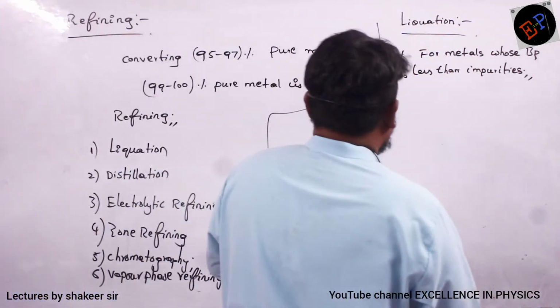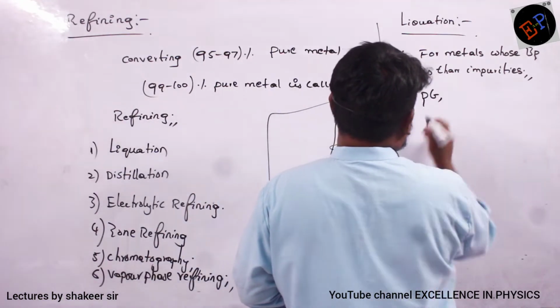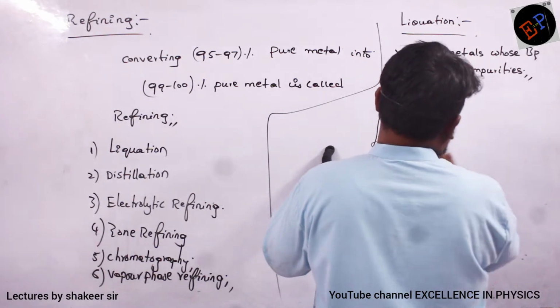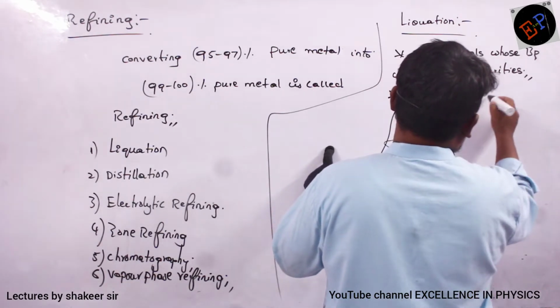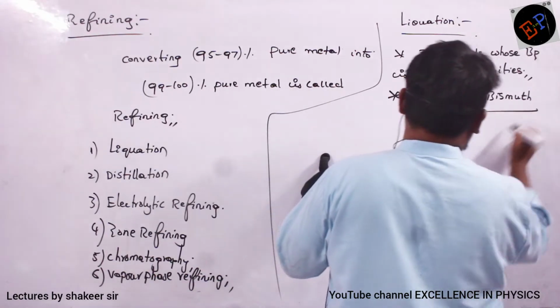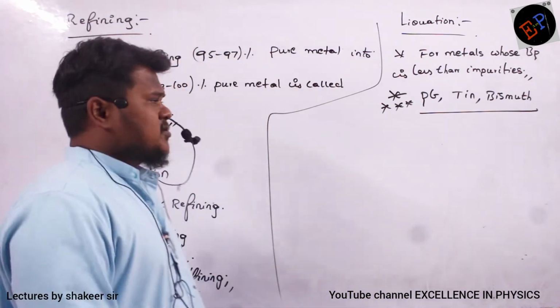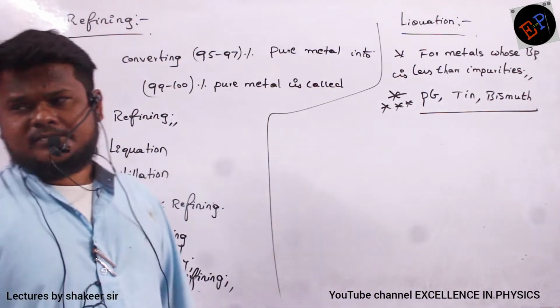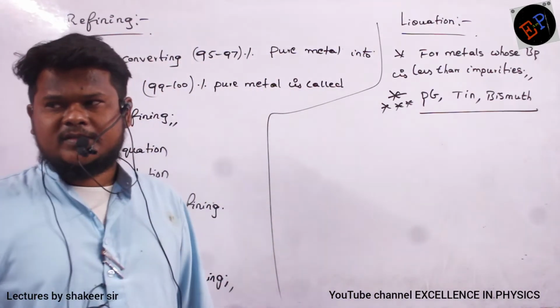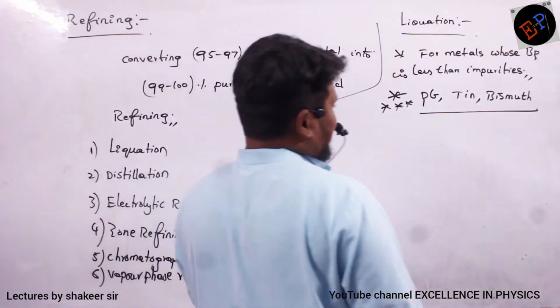And what are the metals by which we can purify? We can purify lead. We can purify tin, and we can purify bismuth. So these examples are very, very important. You are supposed to remember these examples. Clear? So tin, lead, bismuth, these are the three metals by which we can use this process of liquefaction. Now we have to draw a beautiful diagram.